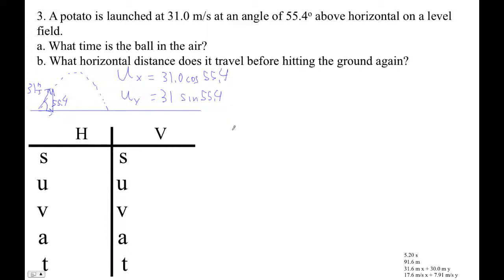Okay, so here we go. Turn on the calculator, checking to make sure that I'm in degrees. Indeed I am. Okay, so 31 cos 55.4, I'm going to store that in A, by the way. 31 sine 55.4, I'm going to store that in B. Okay, so 17.603 is this guy, and then this guy is 25.517.